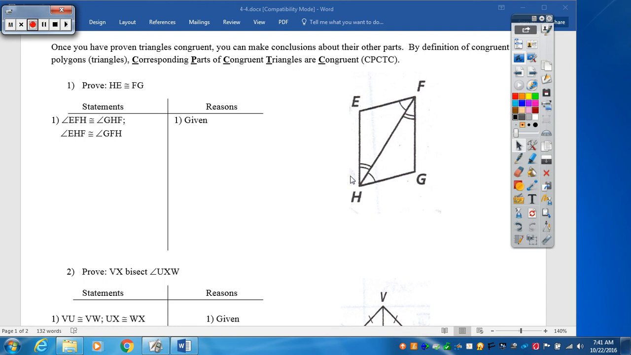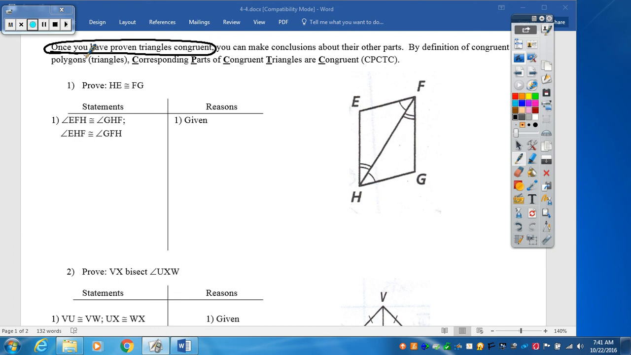At the top of your paper there, it says this: once you've proven triangles congruent, I'd like you to take your highlighter or your pencil and say, yes, this has to be true in order for anything that we do today. If we haven't proven triangles congruent, what I'm about to talk about cannot be true. So if the triangles are congruent, you can conclude other things about the other parts of the triangle.